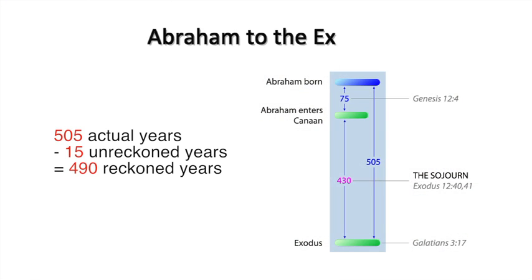So if we subtract the unreckoned time from the 505 years, we get a total of 505 minus 15, which is 490 years. And there we have it. We have a great Jubilee cycle on God's redemption calendar.